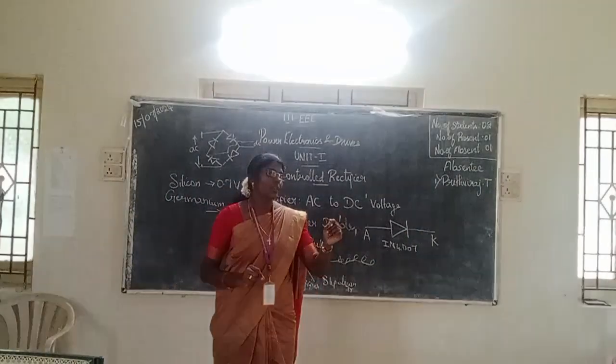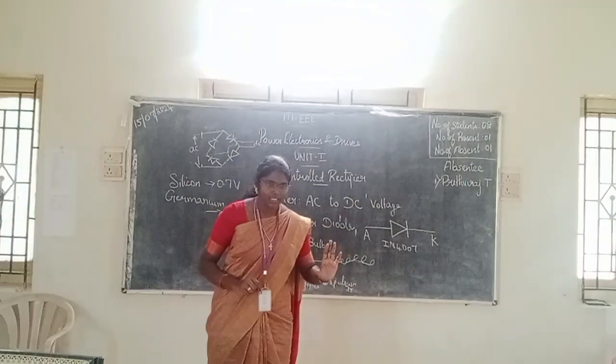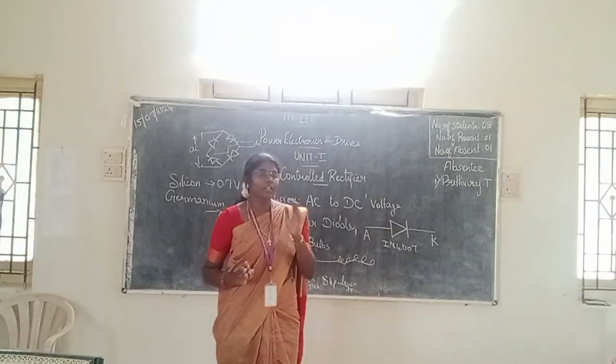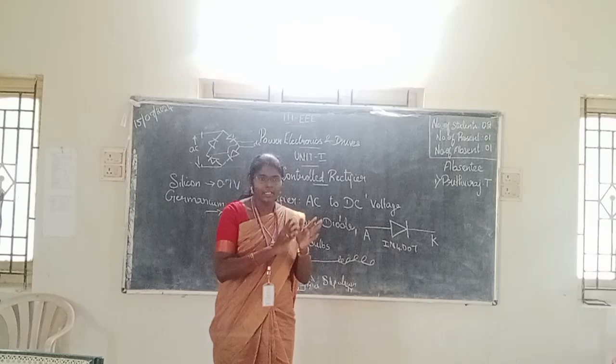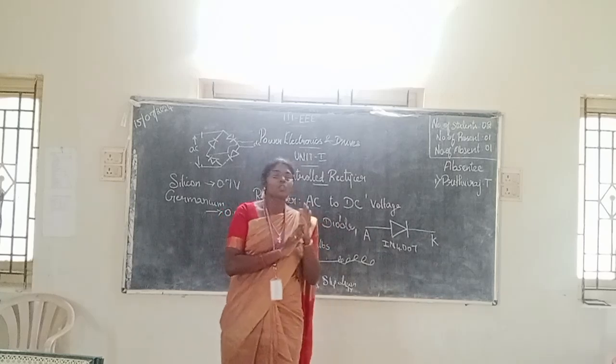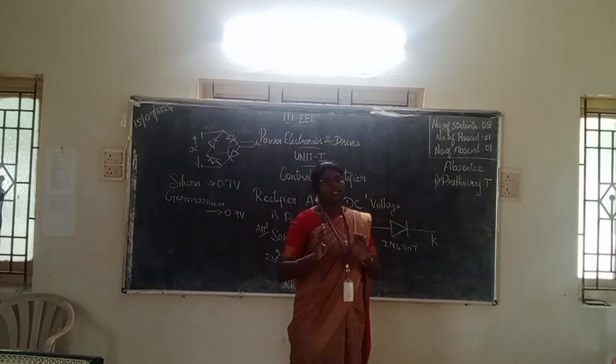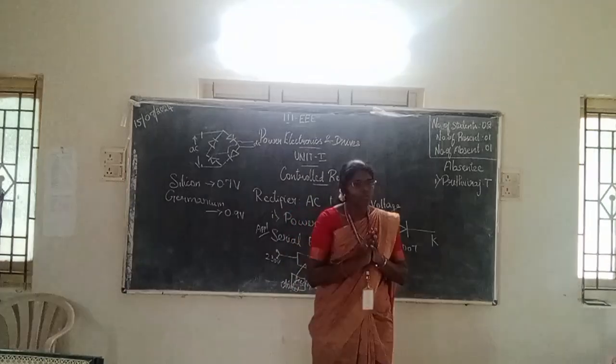For what purpose is the resistor there? To limit the current, because then there won't be any damage to the diode. So to limit this current, we will be connecting the resistance in series with it. After that, what happens? This diode will convert the particular AC to DC. That is how the diode rectifier will work.